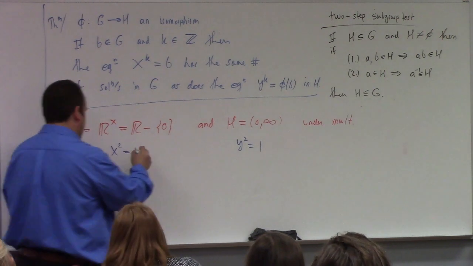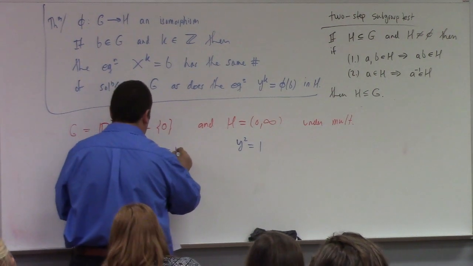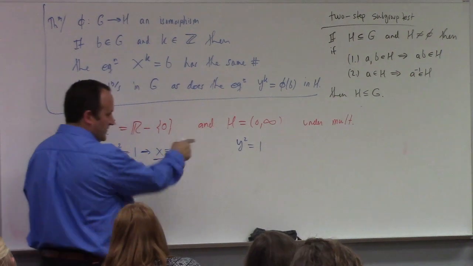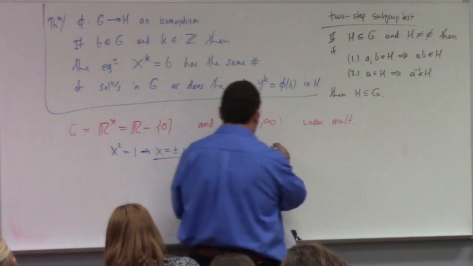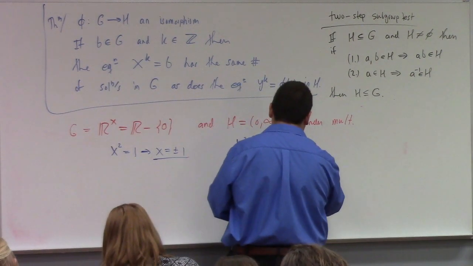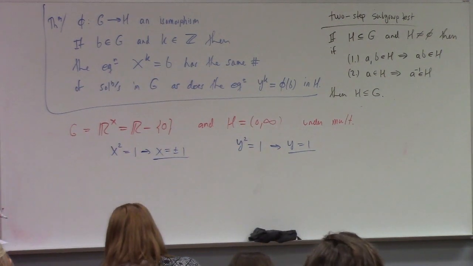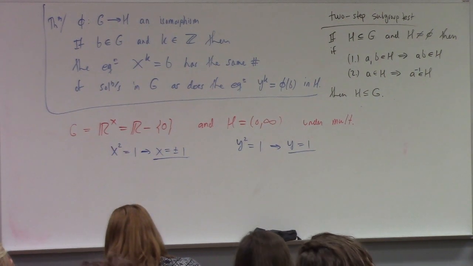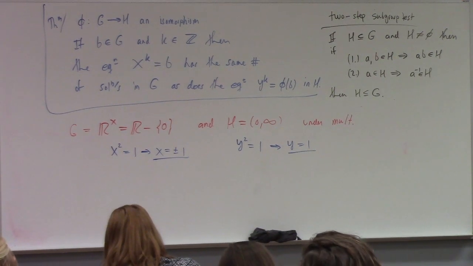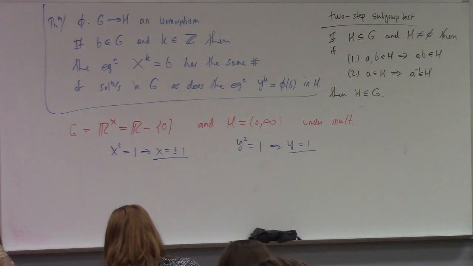What does this say? This says x is equal to plus or minus 1. What does this one say? y is equal to 1 alone, because the minus 1 is not in there. So we have the same equation, and when we study this equation in the different contexts, we have 2 solutions versus 1 solution. Therefore, there cannot exist an isomorphism between these two.